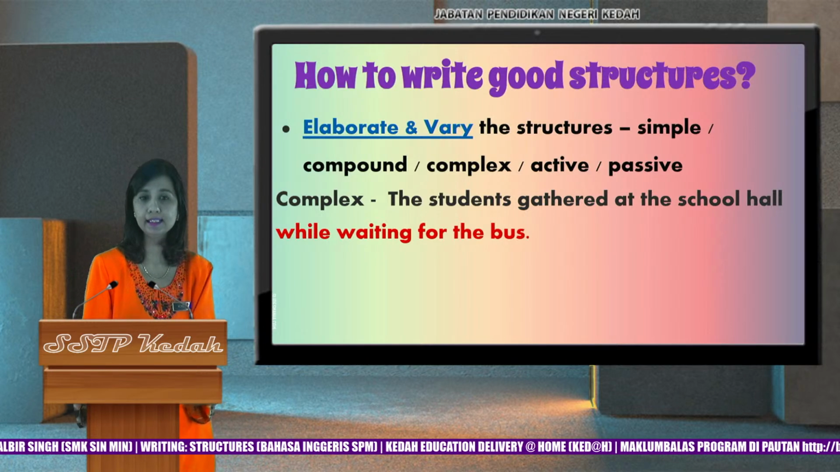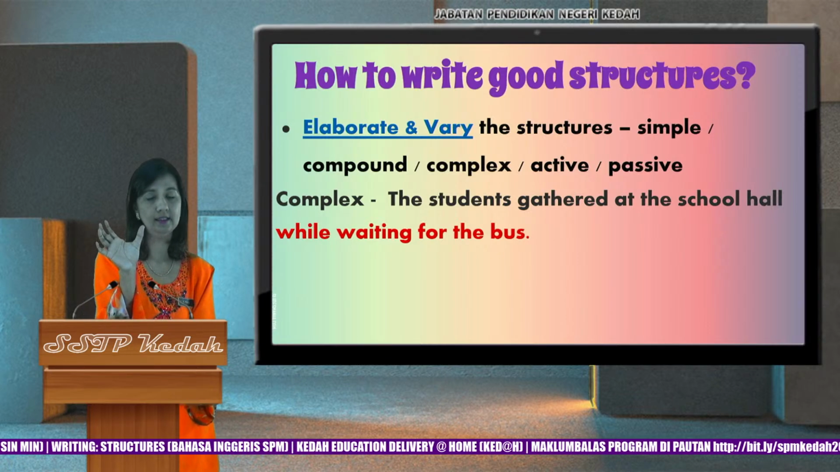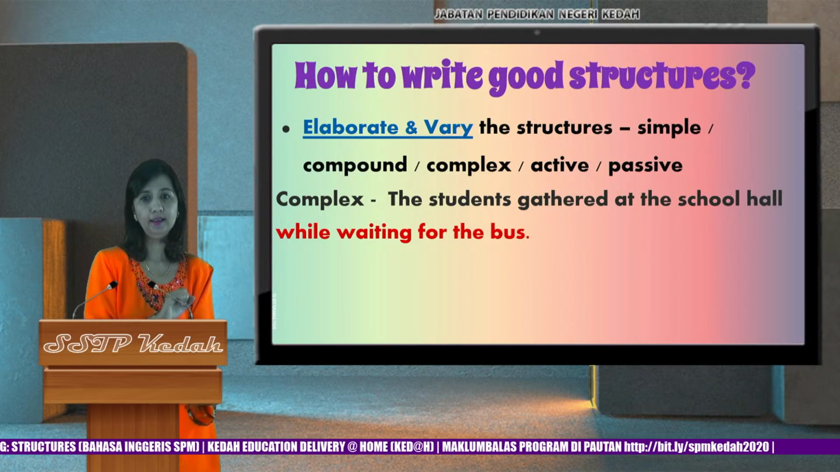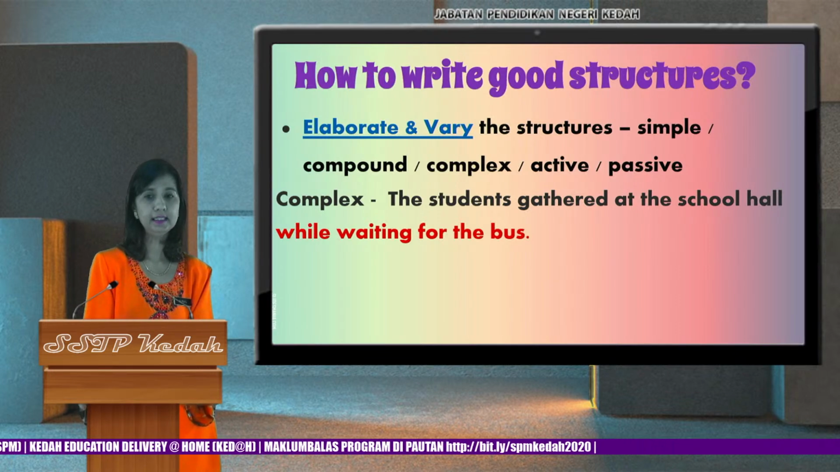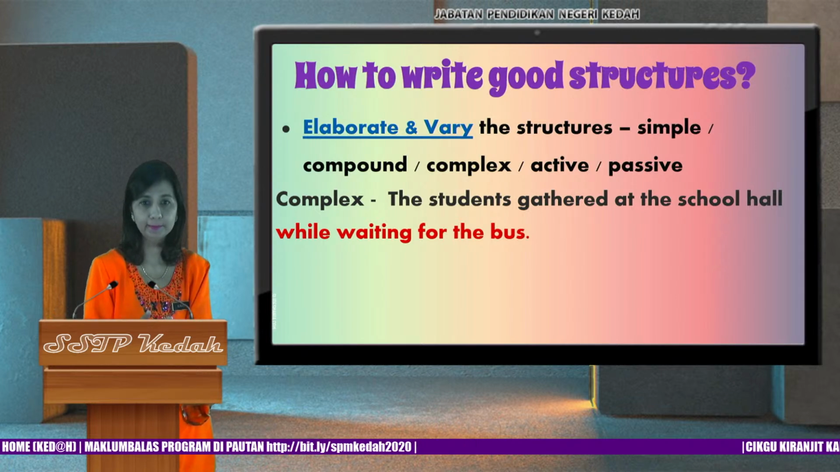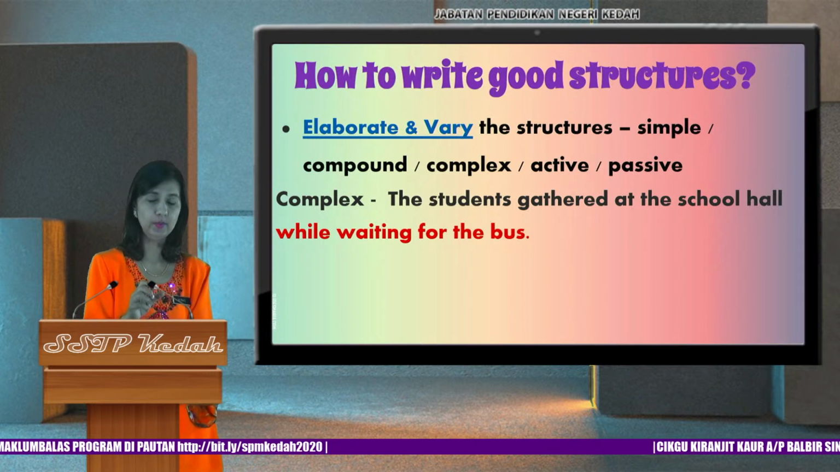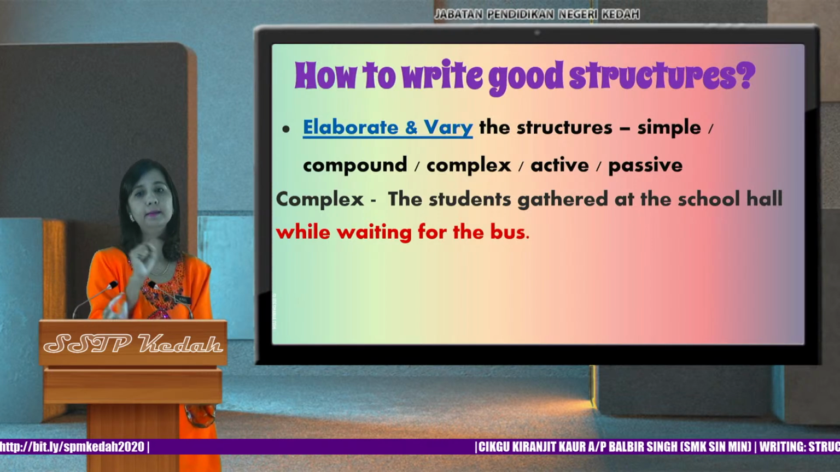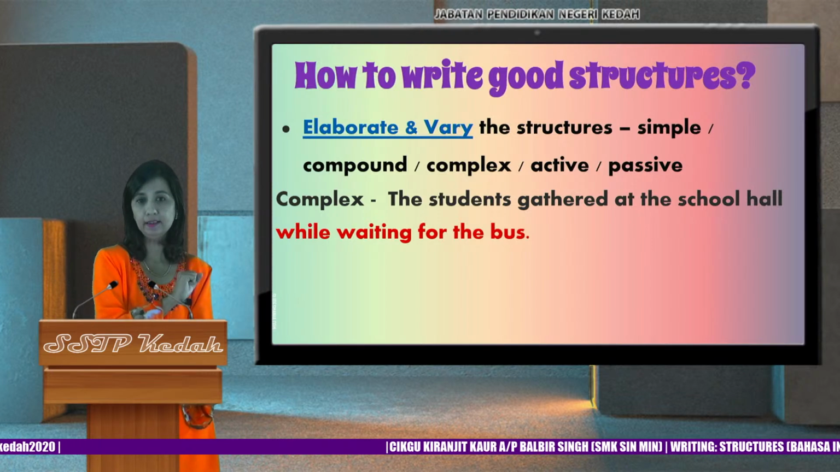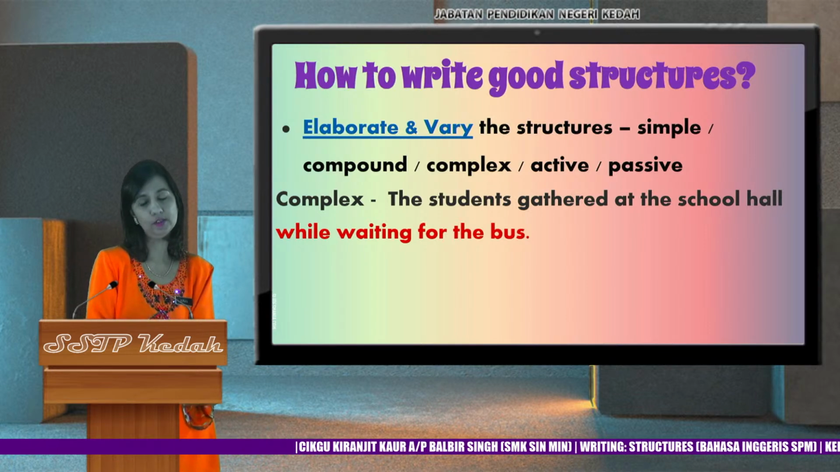You cannot understand just with that phrase. Okay, so the students gathered at the school hall, we can understand. If I tell you while waiting for the bus, just while waiting for the bus, it's like not complete. So a complex sentence is when a complete sentence is joined with an incomplete one. So an independent clause and a dependent clause.